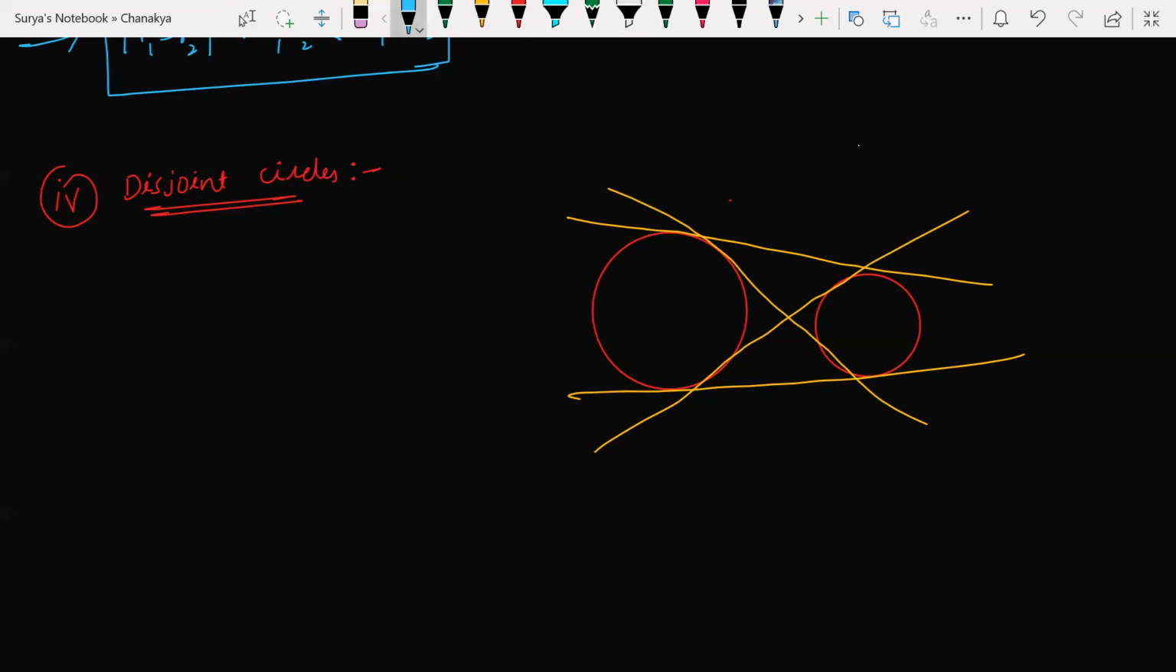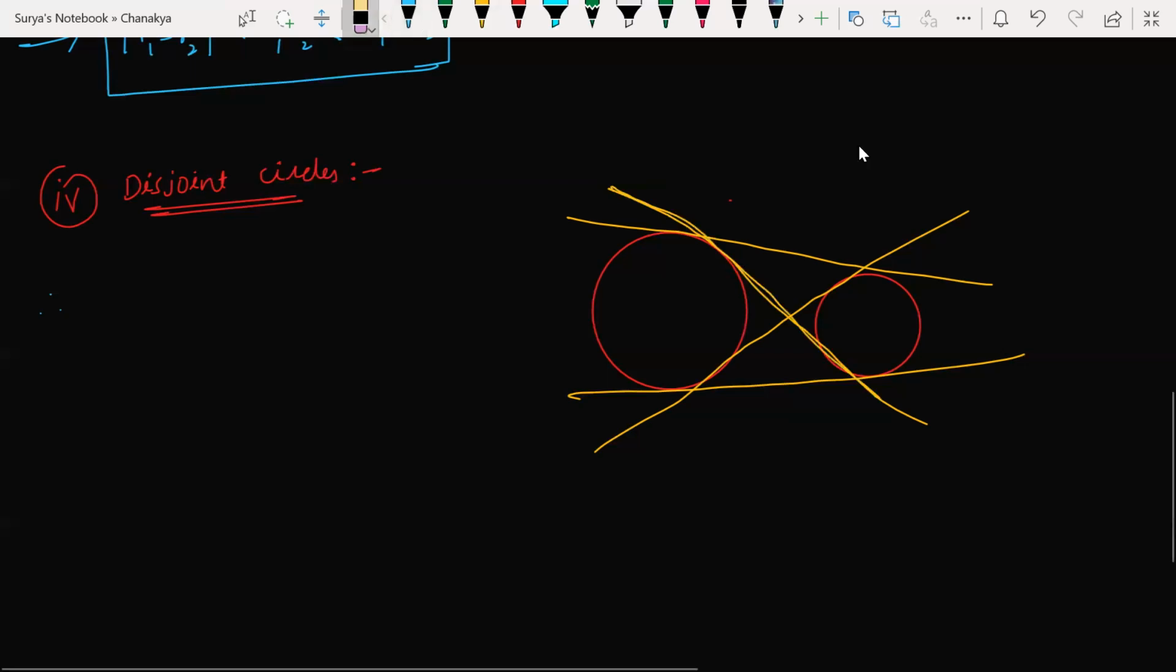If you observe this properly, these two tangents are transversal tangents, and these other two are direct common tangents. A transversal common tangent is nothing but the tangent which passes through like a cross. You understand my point? Something like this is called transversal. If I have this, it is a transversal, and these are direct. Understood? Okay? This is the number of common tangents here.